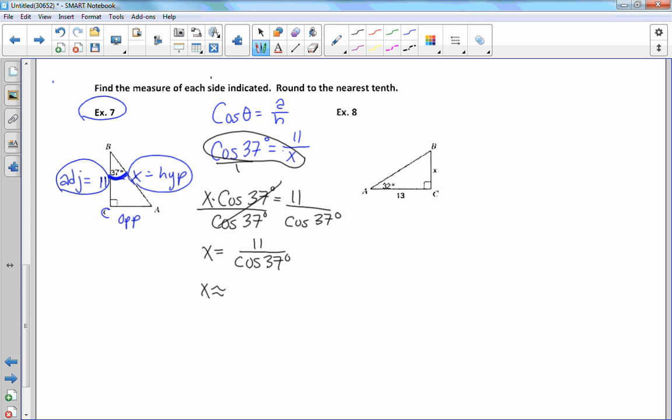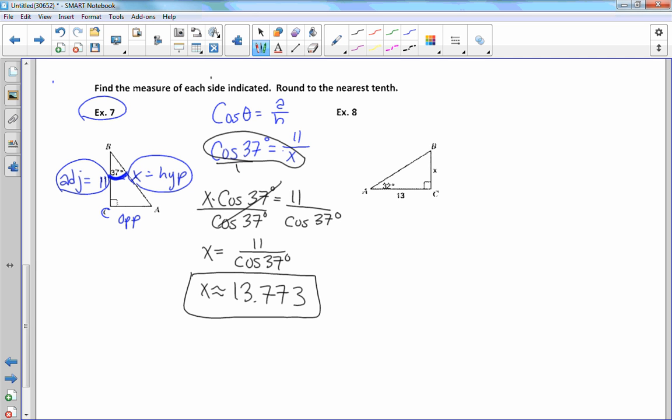Okay, type into your calculator. 11 over cosine 37, close the parentheses. Okay, Tyler, tell me what you got. Good. And why did I put this in those squiggly lines? Because I'm rounding it, right?